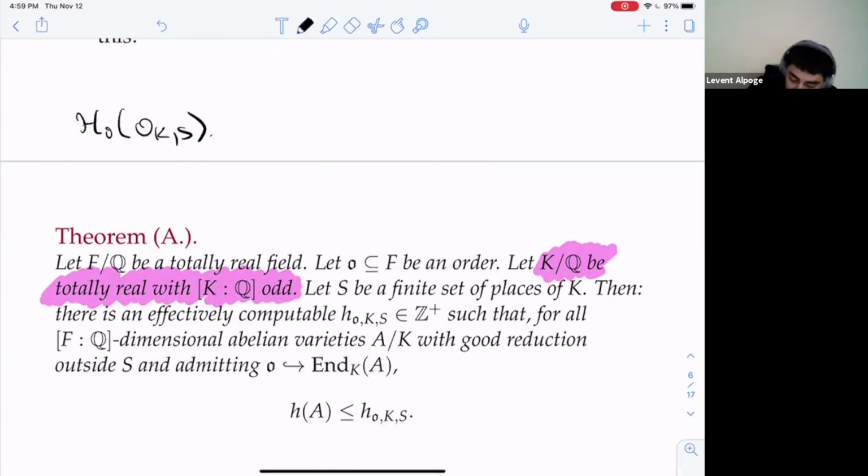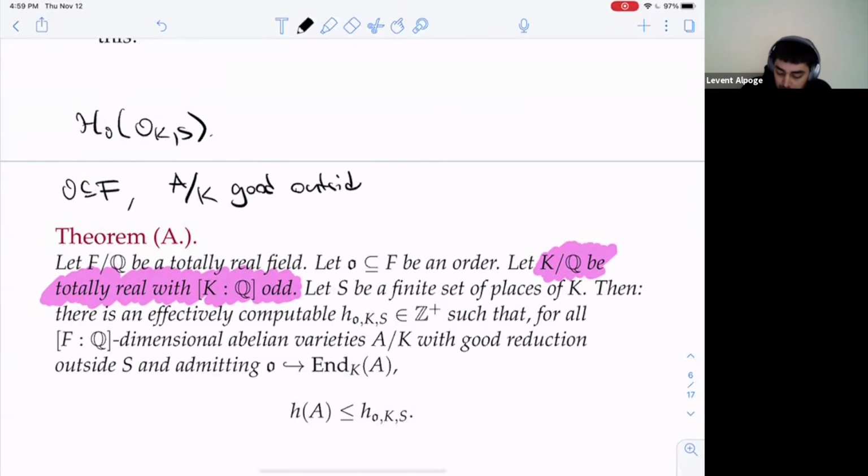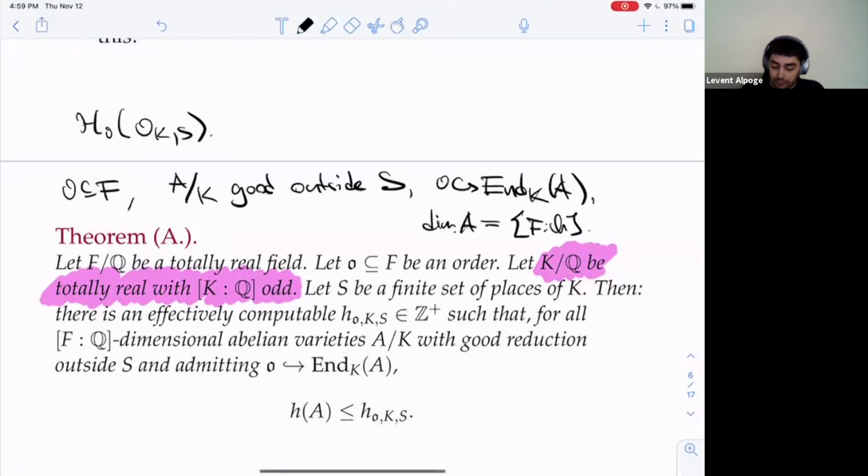So what am I talking about? I have an order O in a totally real field F. That's going to be the ring of endomorphisms. I have an abelian variety over K with good reduction outside S, with endomorphisms by O. The classical way of saying this is with real multiplication by O. The dimension of A should be the degree of F over Q. So this is called being GL2 type over K. Crucially, the endomorphisms are defined over K as well, so that the Galois representation actually lands in GL2.